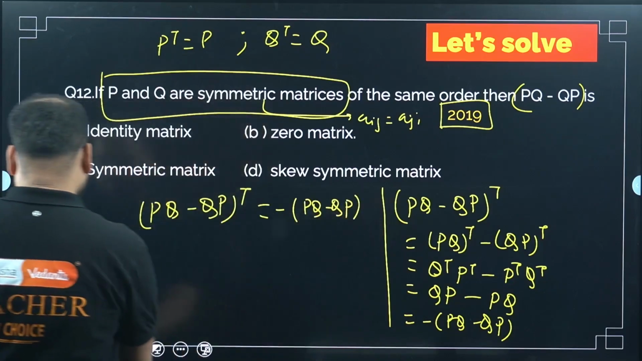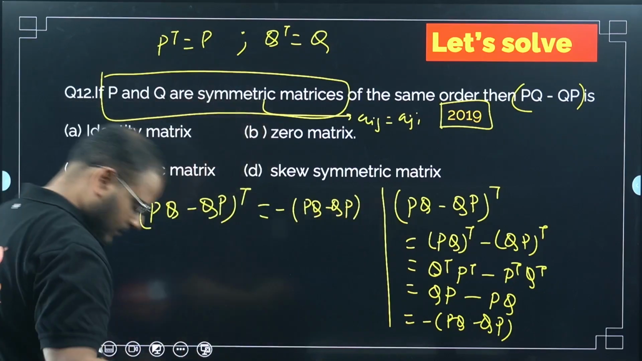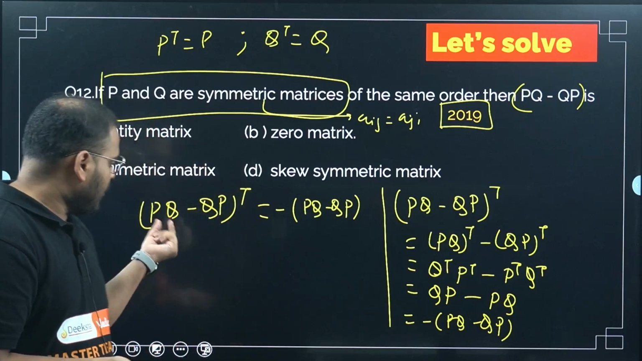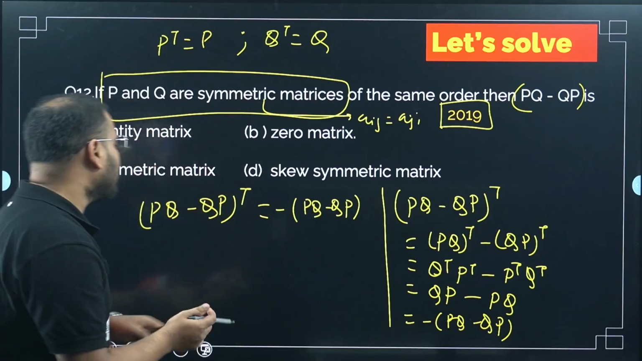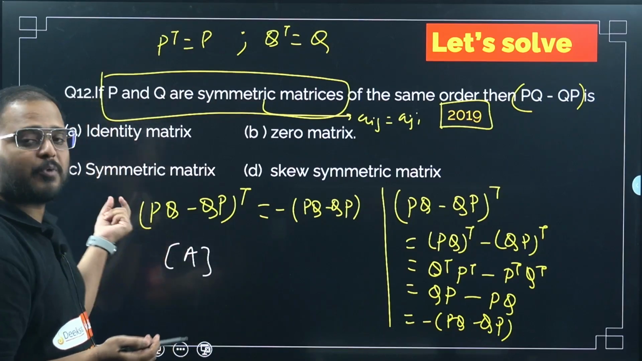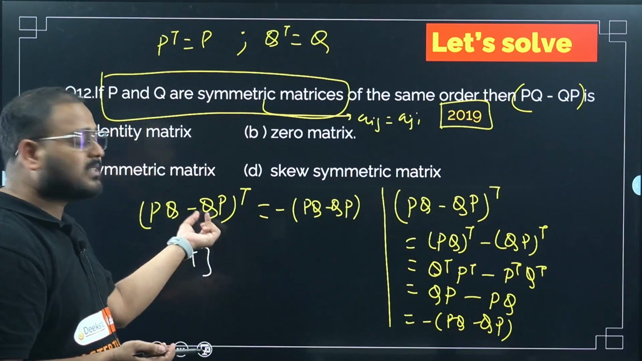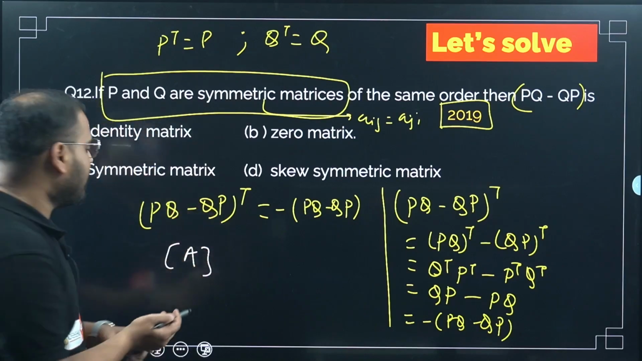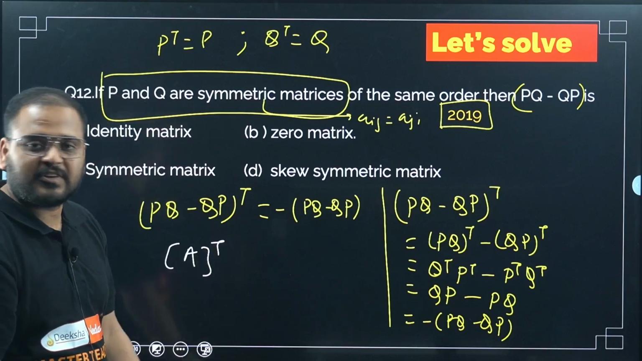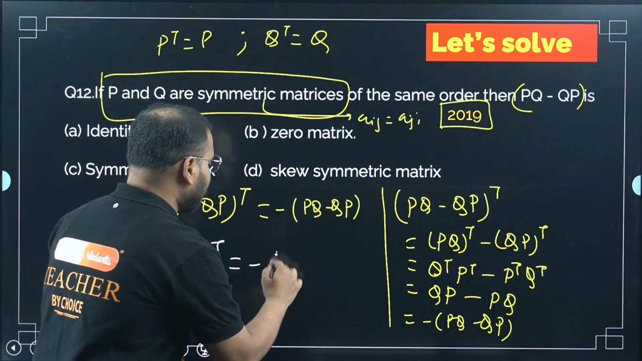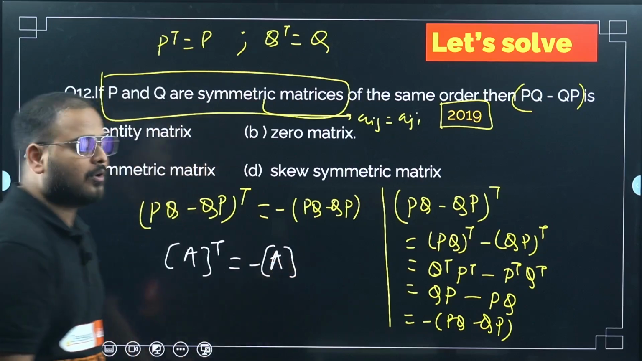Now please pay attention here. PQ minus QP will be a matrix only, so let's write it as matrix A. PQ is a product of matrices, so it's a matrix. QP is also a product of matrices, so it's a matrix. The difference will also be a matrix. So some matrix A with its transpose is equal to the same matrix with a negative sign.